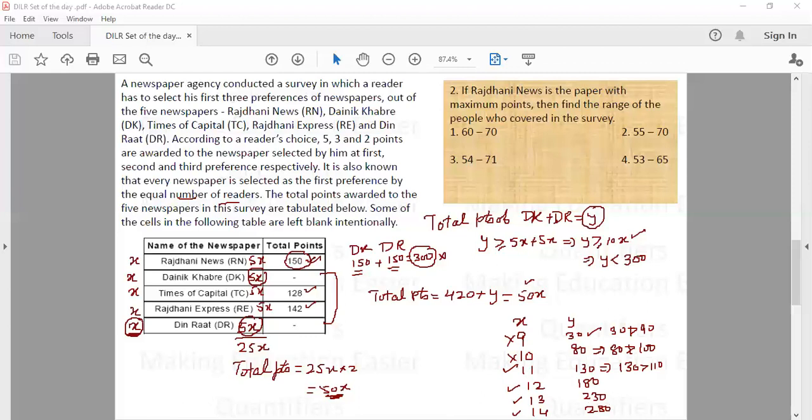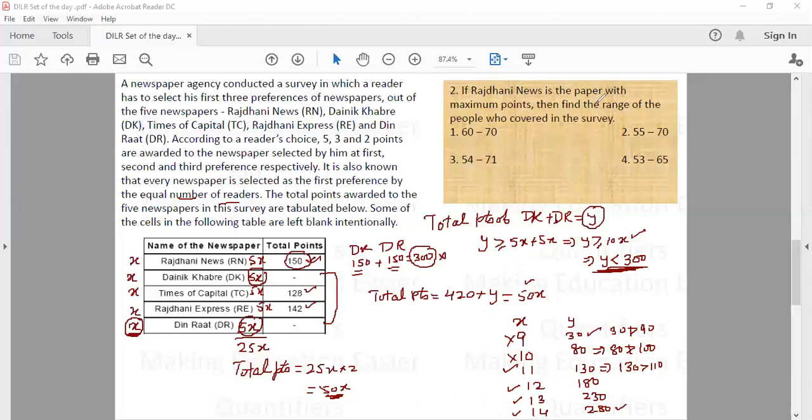I have not taken the next solution, which will be 330 and 15. The reason is y should be less than 300, so I cannot increase the value of y above 300. So the last value of y possible is 280.